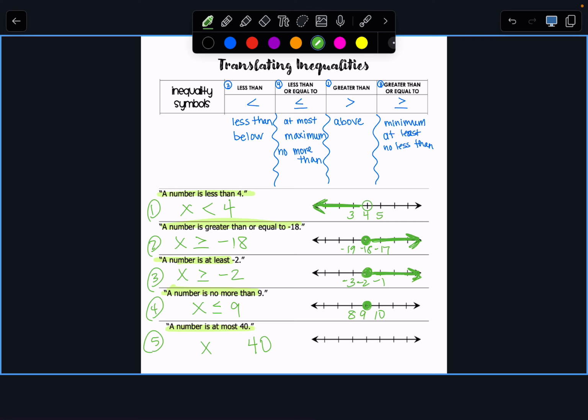Which way do we got to shade, Mason? Which way do we got to shade? If it's less than or equal to, it needs to go left. Very good, Mason. Thank you for that. All right.